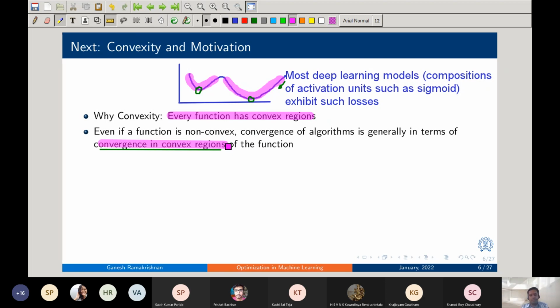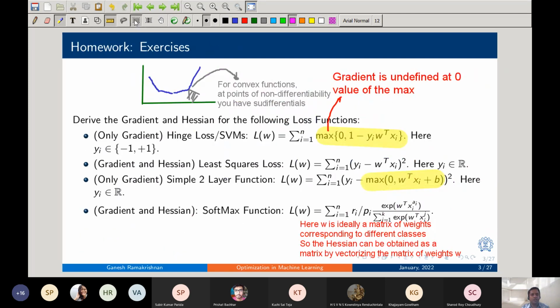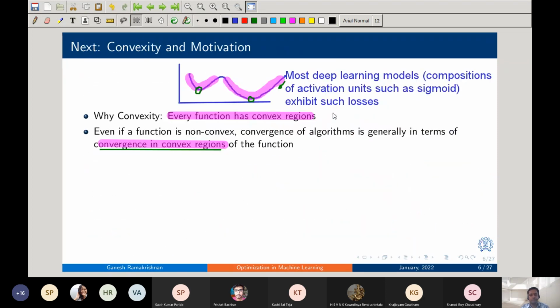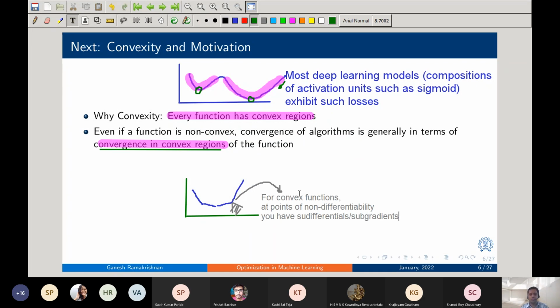But there are more reasons. I gave you one reason already. Let me recap: we already saw that for convex functions at points of non-differentiability, you have subdifferentials or subgradients. That's already a reason we have discussed. So instead of saying convex functions, for convex regions of functions, I can now extrapolate it. It could be that this function again becomes non-convex in some places, but at least for these regions I could talk about subgradients.